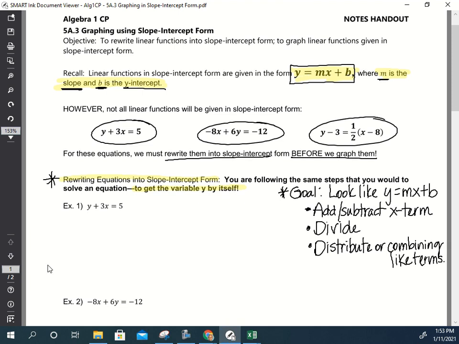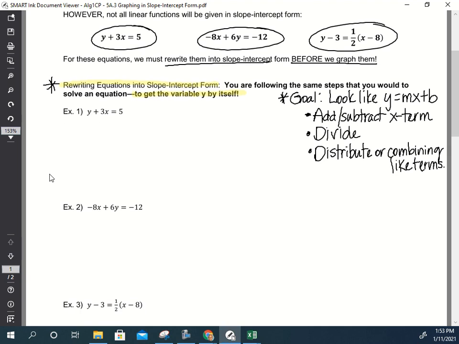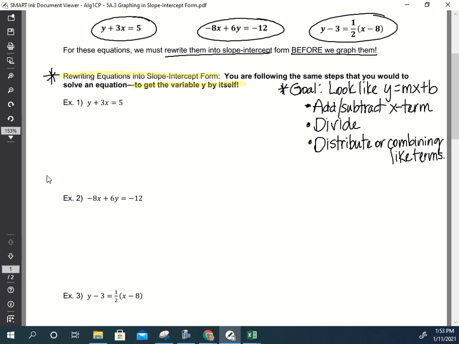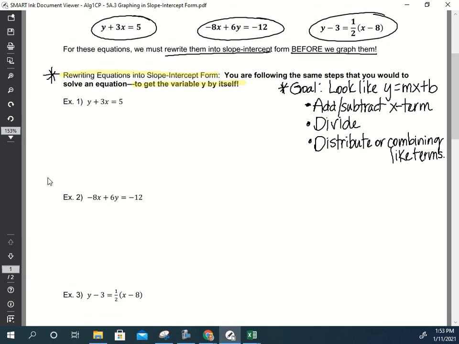So before we get into examples 1, 2, and 3, does anyone have any questions before we get started? Yeah, remember, don't be shy. Because of course, by saying nothing, I automatically get to assume that you know what you're doing.